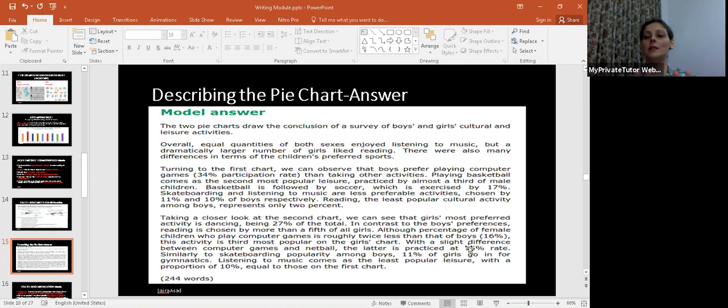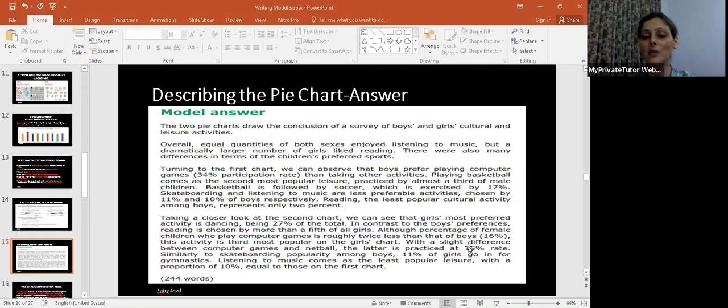Okay, you have described each activity and how much it is over there in the visual. Now one chart we have described with examples and details. Now come to the second visual. Taking a closer look at the second chart, you're describing, use vocabulary, creativity should be there. Taking a closer look at the second chart, we can see that girls' most preferred activity is dancing, being 27% of the total.